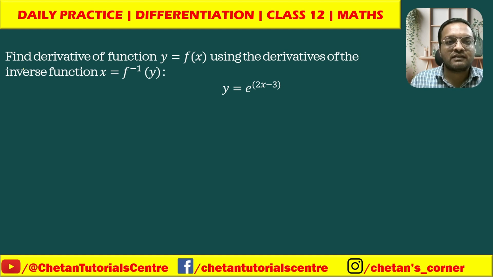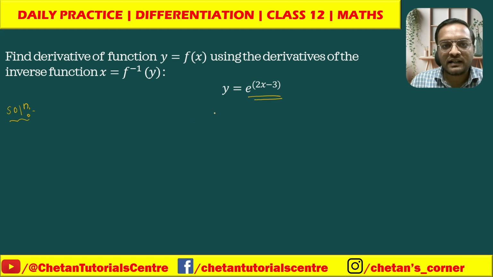Find the derivative of the function y is equal to f of x. This given function is y is equal to f of x, and using derivatives of the inverse function, we have to find the derivative of this given function. So what exactly do we have to do? You can see that y is equal to f of x, which is equal to e raised to 2x minus 3. Now this is a function of x.